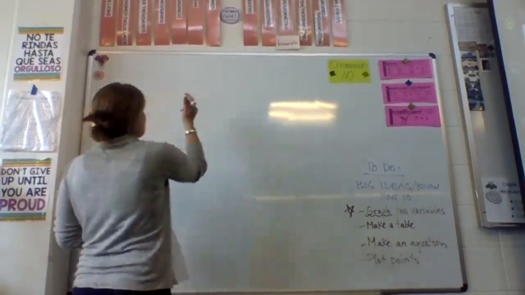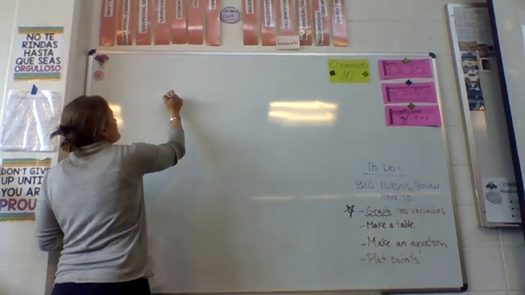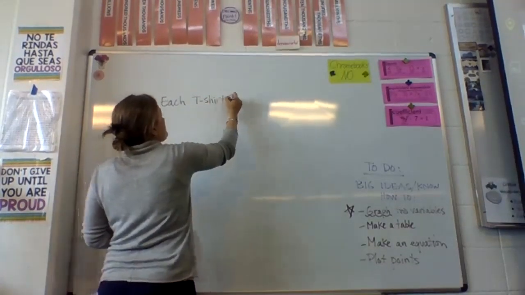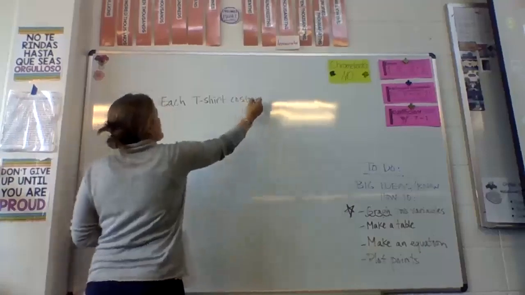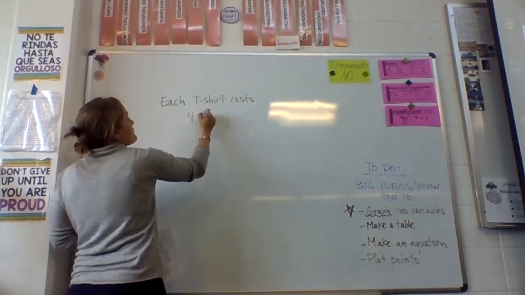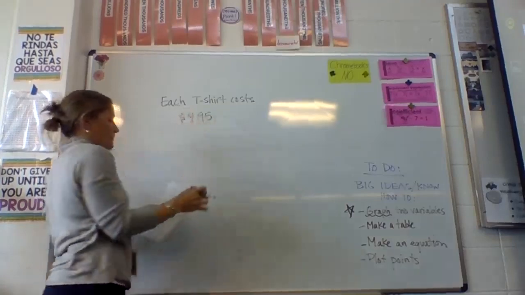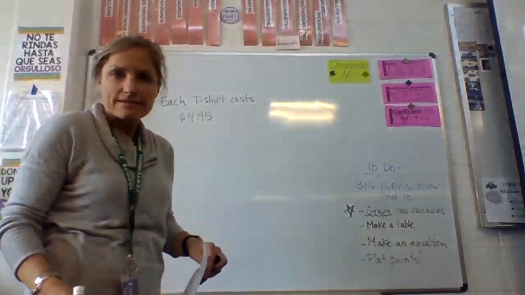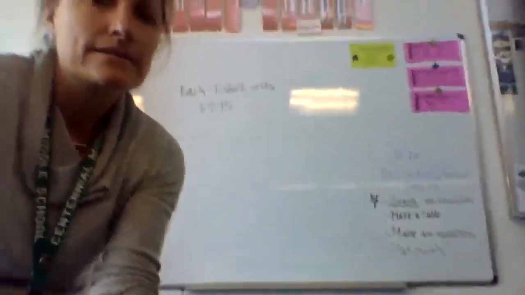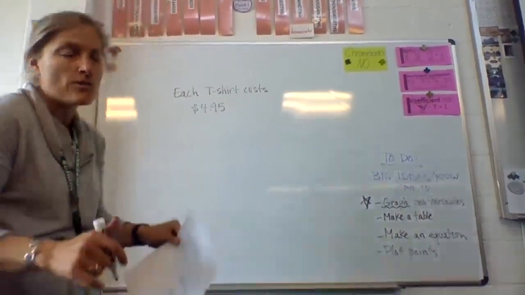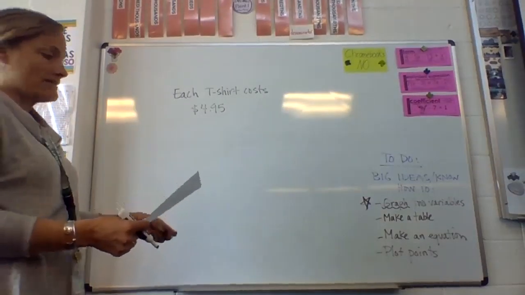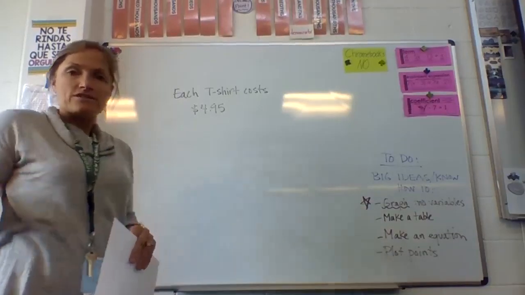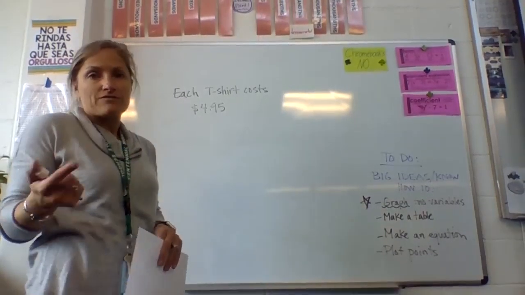Say we have each t-shirt costs $4.95, let's say. Okay? For the bike trip. Can you guys see that? Okay, so each t-shirt costs $4.95. So make a table for how you would solve for any number of t-shirts.